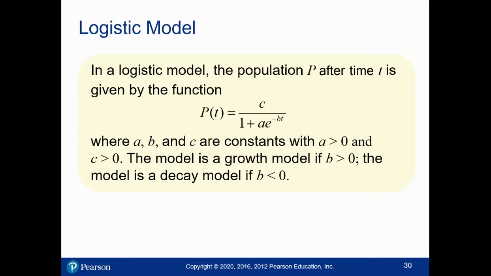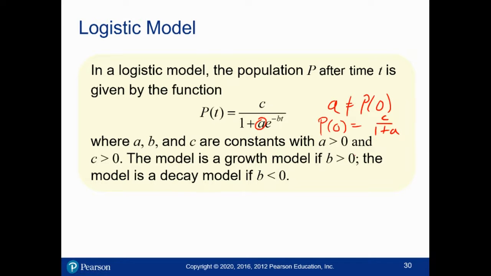The number multiplying the exponential term is not P of 0. If you let t equals 0, you'll end up with c over 1 plus a. It's not just a. It's a little bit more complicated.